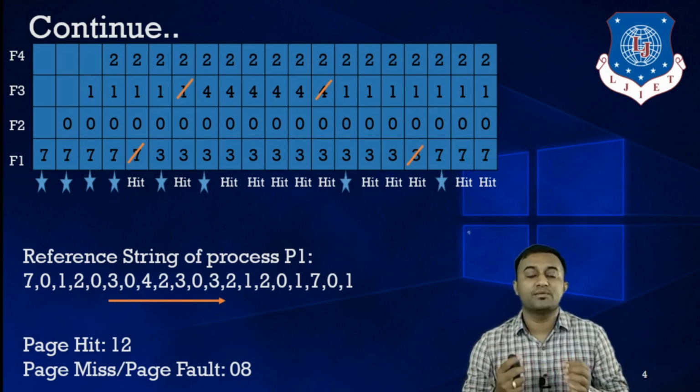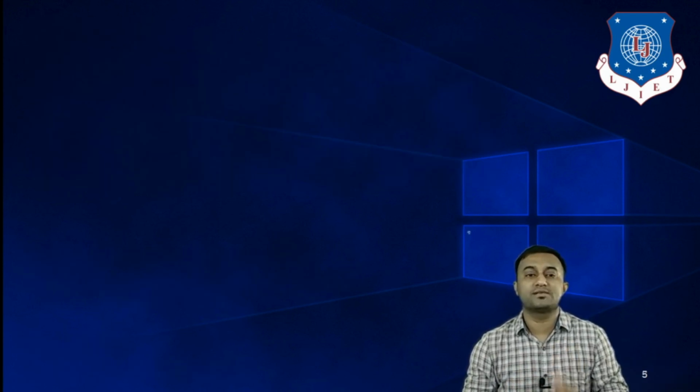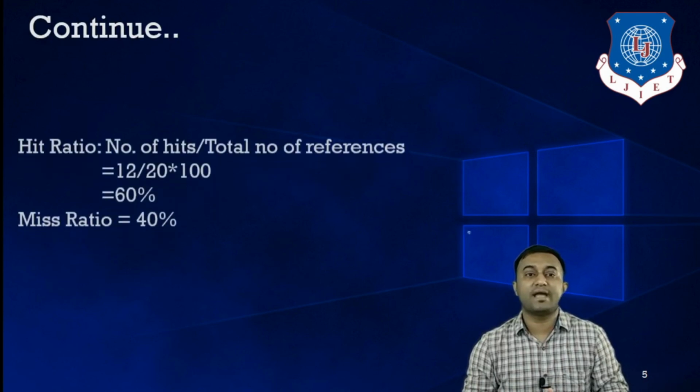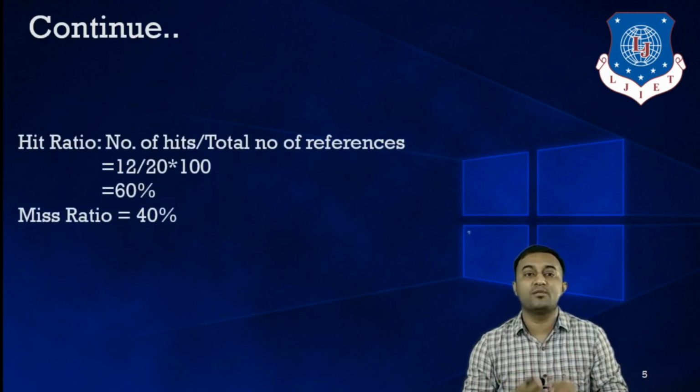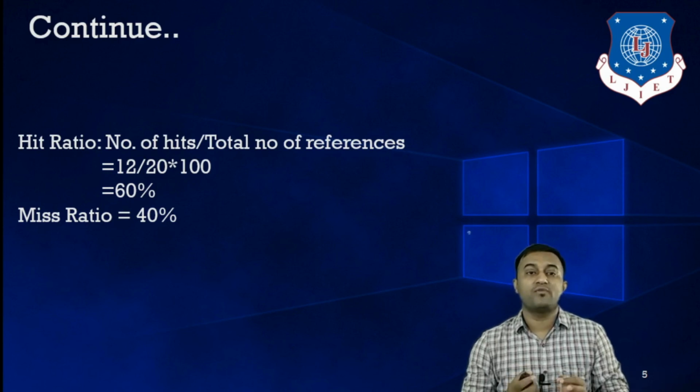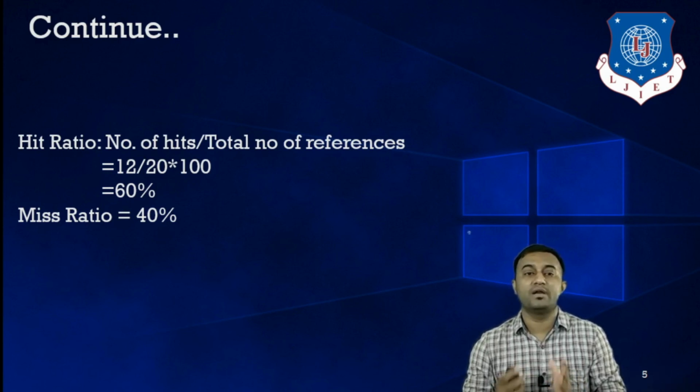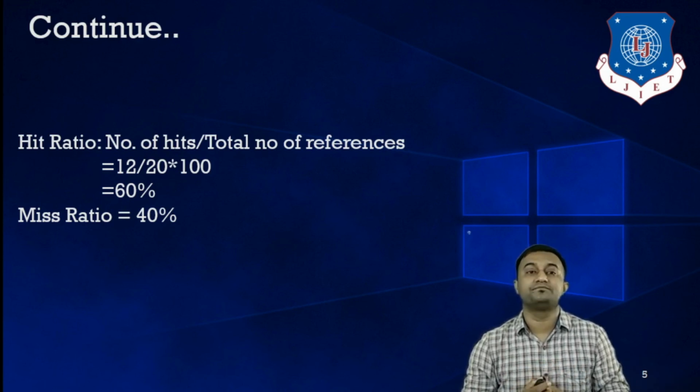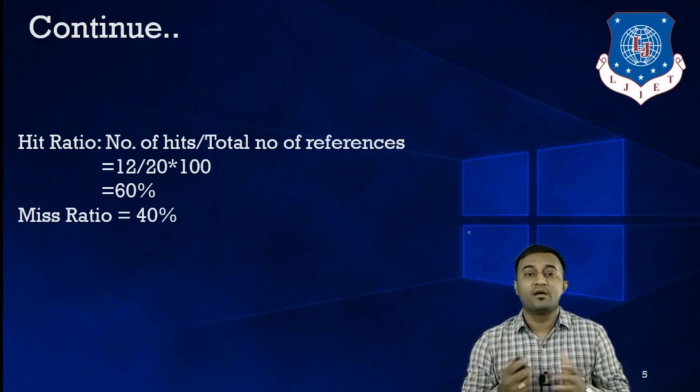Okay, so if somebody asks you to find out the hit ratio and miss ratio, how can we find it out? So let us discuss that in this particular slide. So hit ratio we can easily calculate: number of hits, how many hits we have? 12, divided by total number of references. How many references do we have in total? 20. So 12 divided by 20 multiplied by 100. So hit ratio in this case is 60% and miss ratio is 40%. So in this way, the optimal page replacement algorithm works.